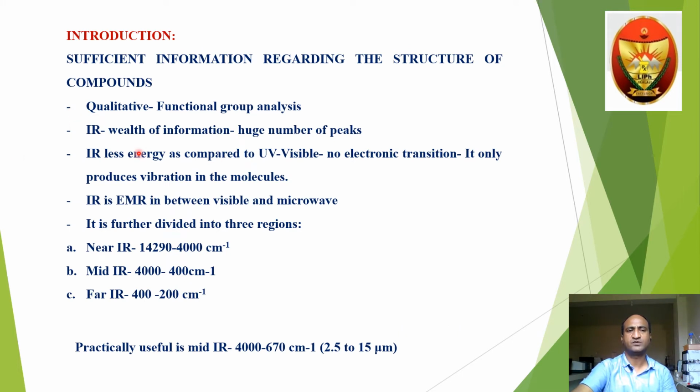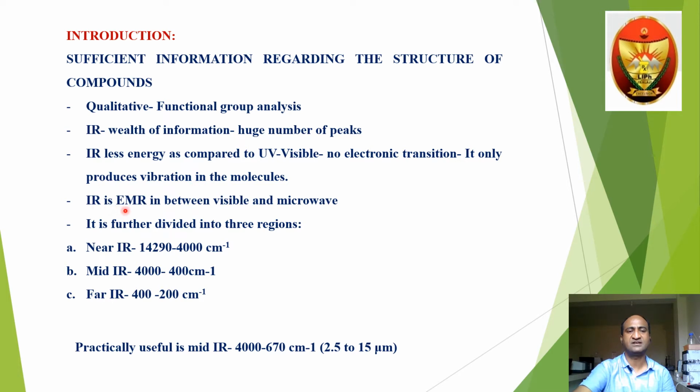Infrared spectroscopy provides sufficient information regarding the structure of a compound, and this technique is mainly used for qualitative purposes. It gives you the idea about the functional groups present in a compound. IR spectra consist of a wealth of information, that is, a huge number of peaks are observed as compared to UV-visible, because in IR there is no electronic transition. The only transition we are observing is vibrational changes.